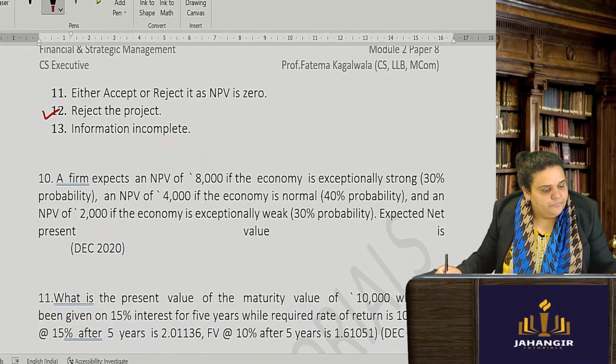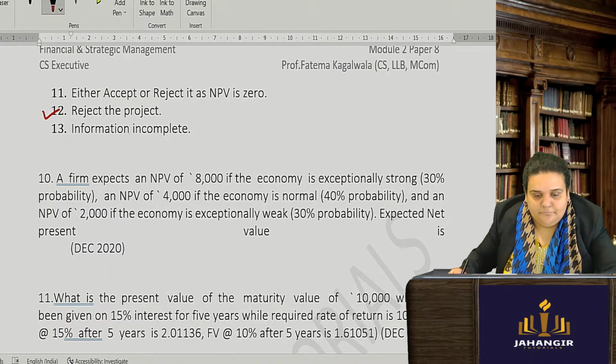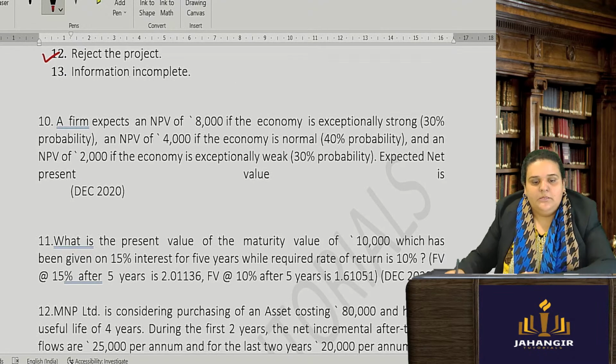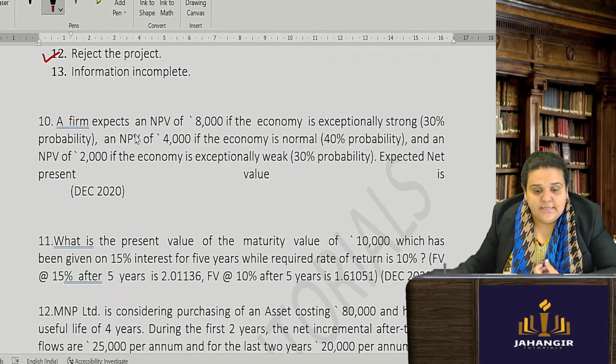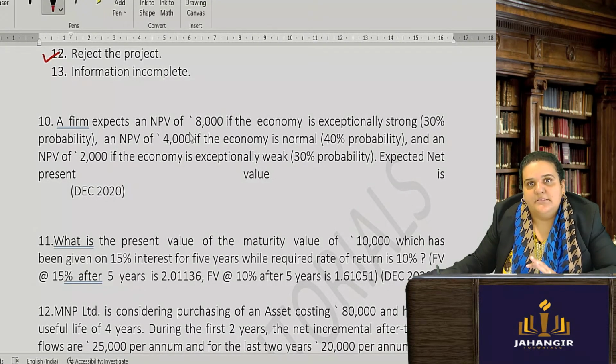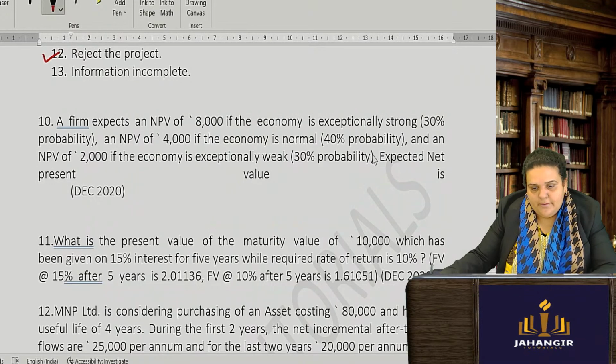Now going to question number 10. A firm expects an NPV of 8,000 if the economy is exceptionally strong, with a 30% probability. They expect an NPV of 4,000 if the economy is normal, with a 40% probability. And an NPV of 2,000 if the economy is exceptionally weak, with a 30% probability. Expected net present value is how much?